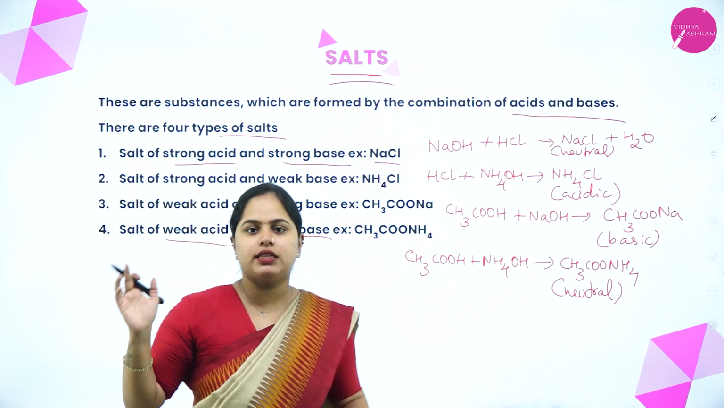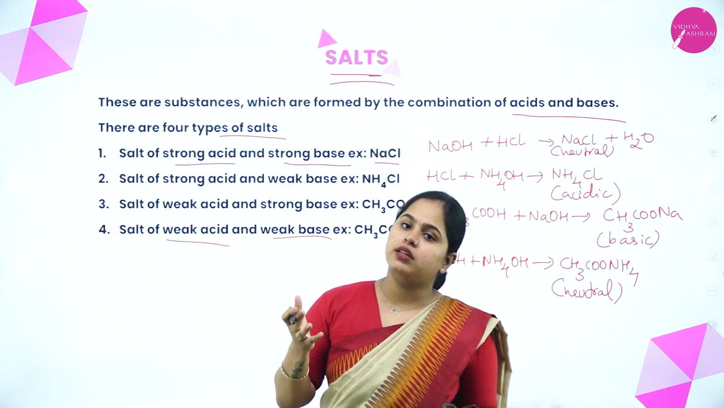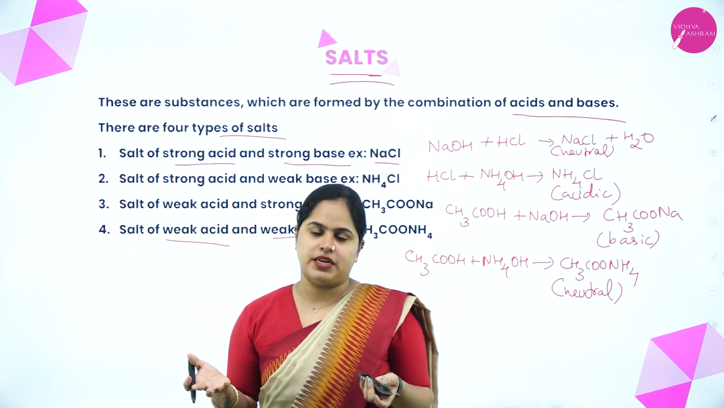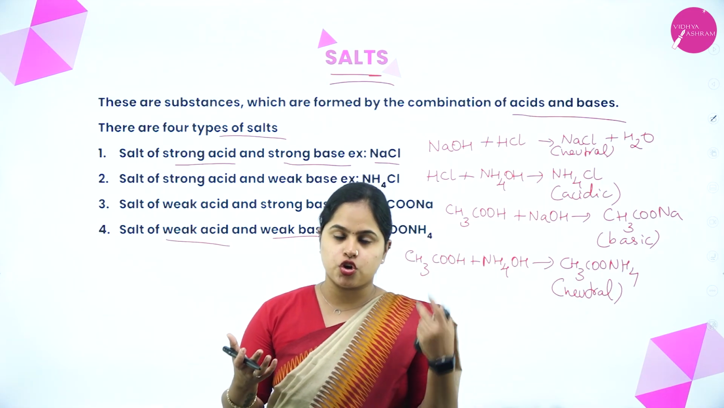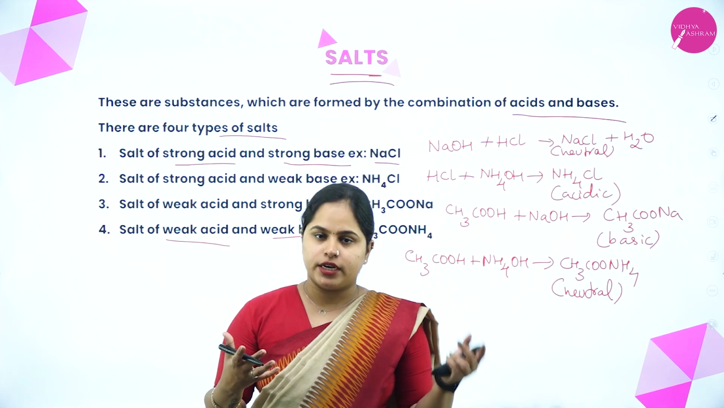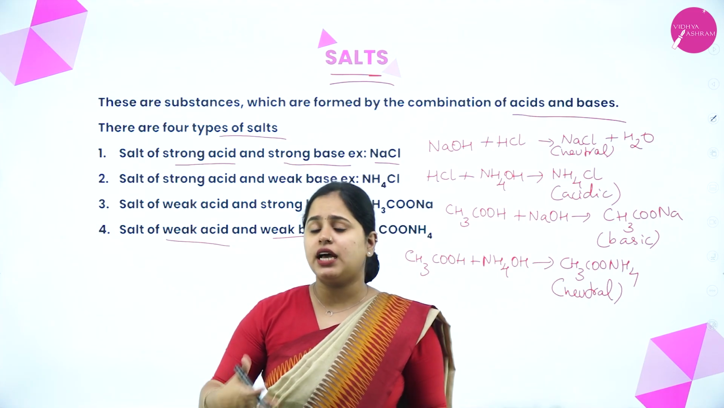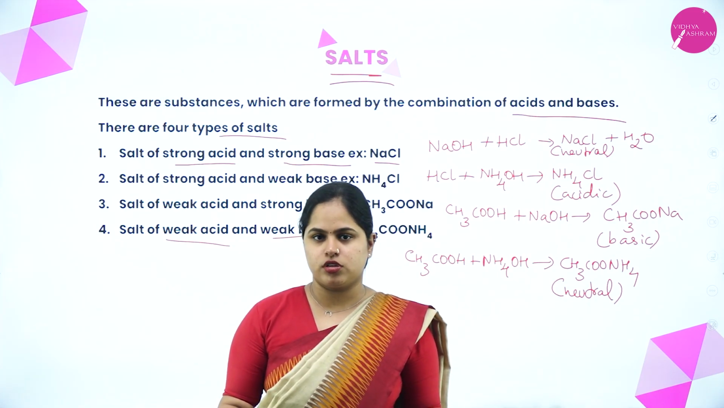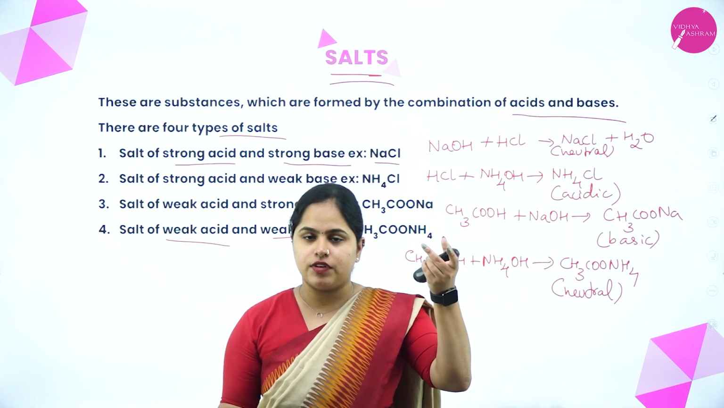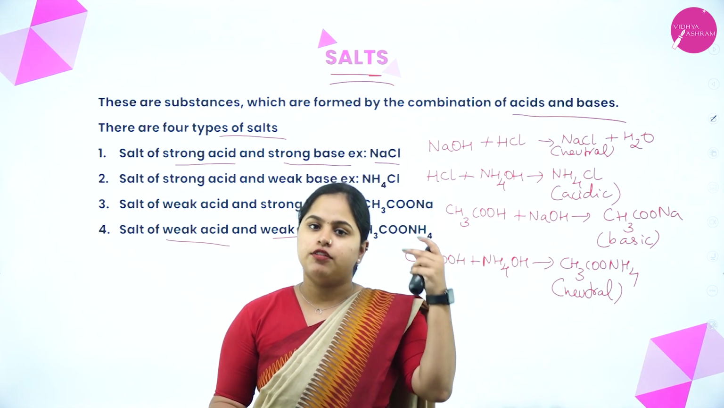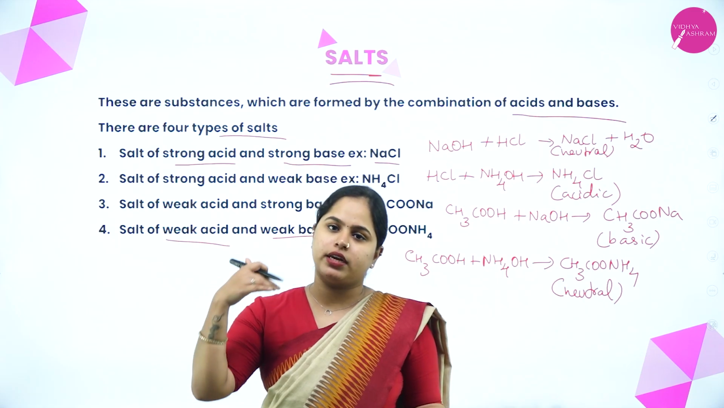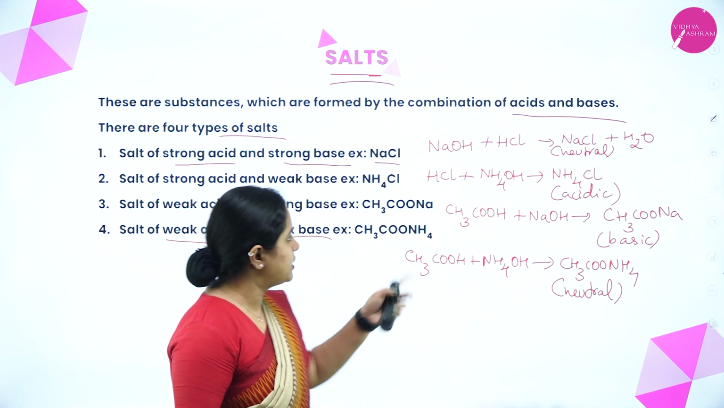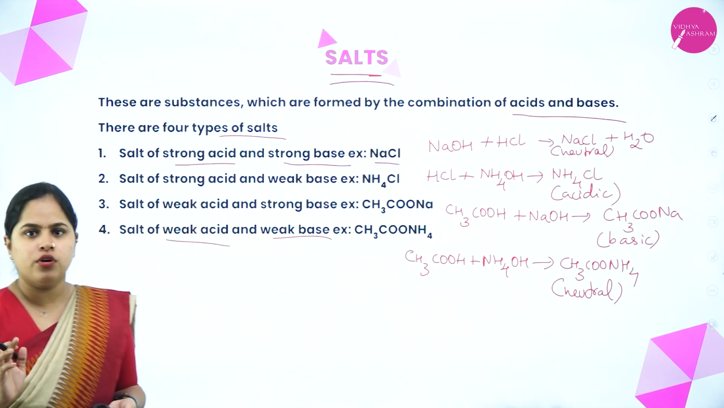So, I hope it is clear. These are the 4 salts based on the strength of the acid and base. If both are strong, that is strong acid and strong base, you will get a neutral salt. If it is a weak acid and weak base also, you will get a neutral salt. If it is a strong acid and weak base, you will get an acidic salt. If it is a weak acid and strong base, you will get a basic salt. And one example each of it is clear for you, I guess.